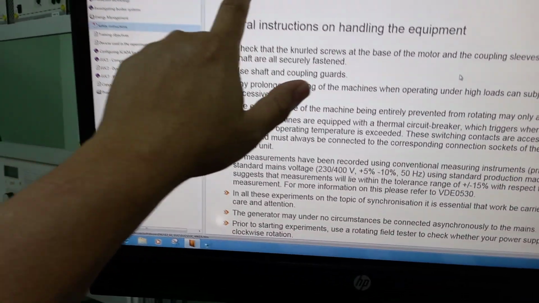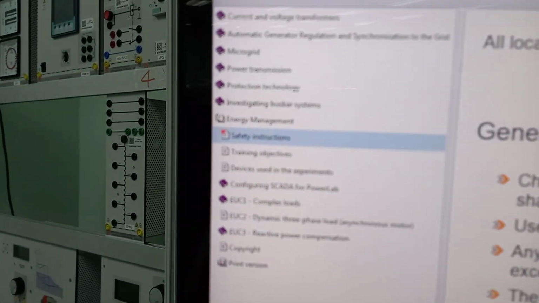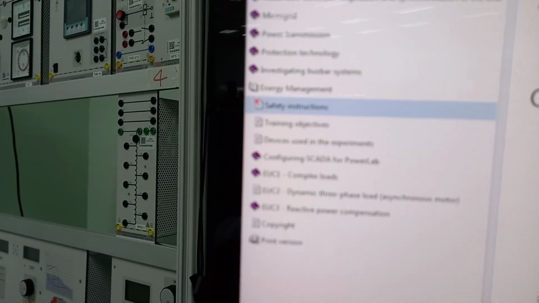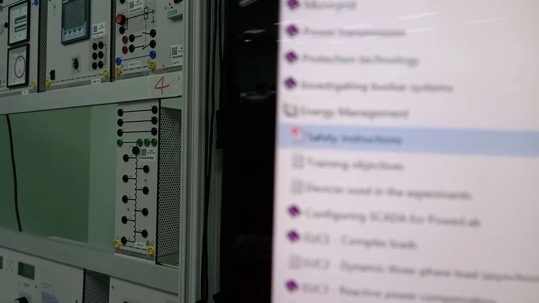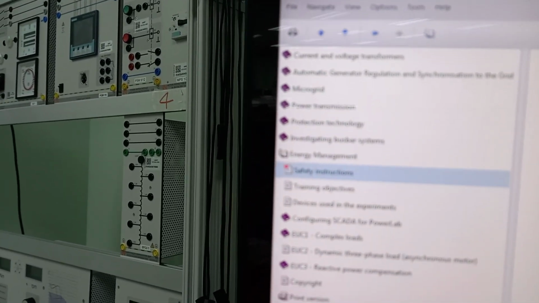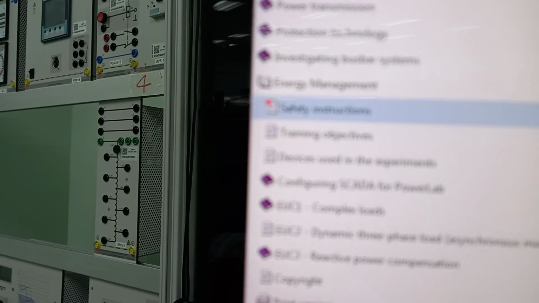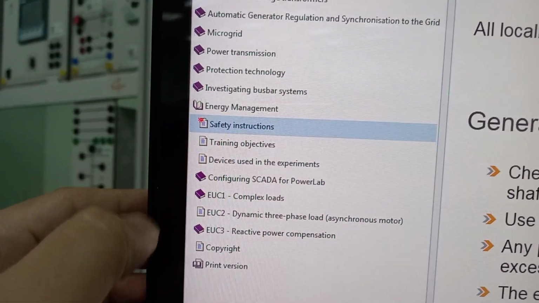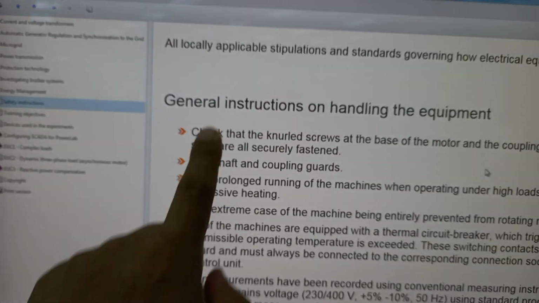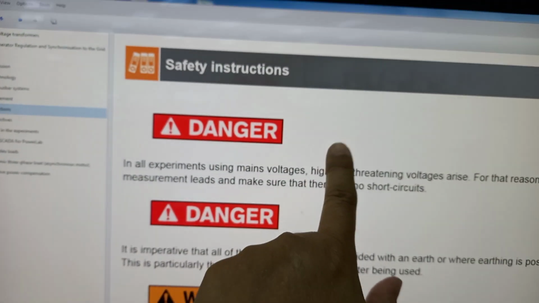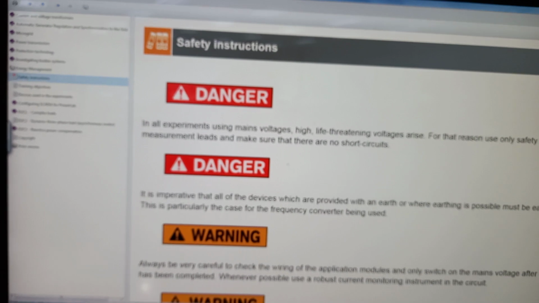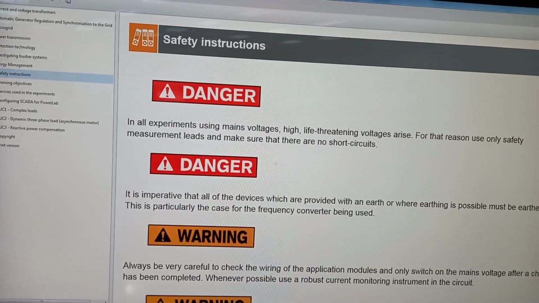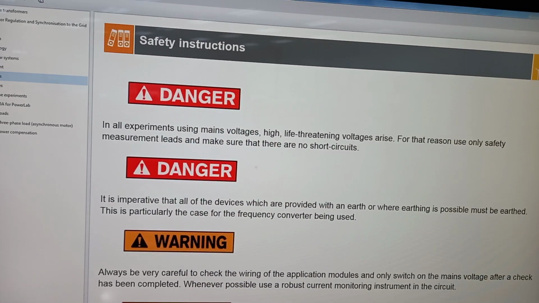Okay, this is a safety instruction. Over there you can see the safety instruction, right? And then it's good to read this one. I will try to share with all of you regarding this tab, safety instruction.